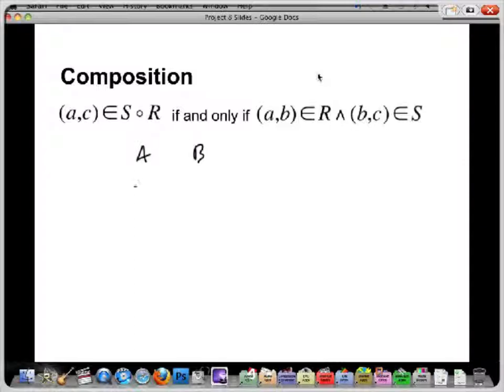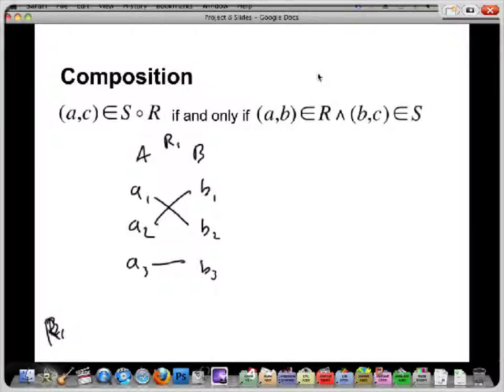So we have A and B. Let's make a relation between some elements of A and elements of B. So I'm just going to give them each three generic elements here. So let's say that this is our mapping of relations. If you'll recall, call this R1. So this means that R1 is equal to A1 comma B2, A2 comma B1 and A3 B3.